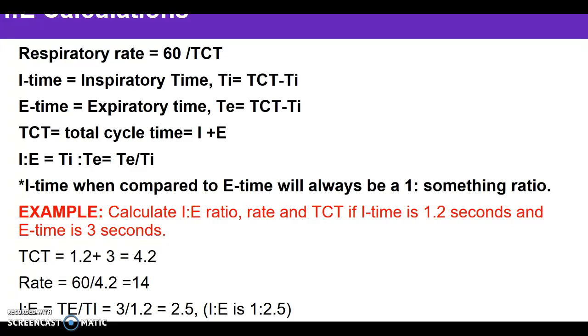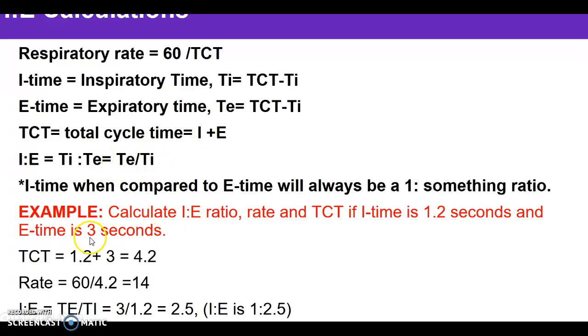So let's get started. We're going to calculate IE ratio, rate, and total cycle time if we know that the I time is 1.2 seconds and the E time is 3 seconds. And so when we look at our formulas above, we have enough information to solve for several different variables. So with I time and E time, we can solve for total cycle time. We can solve for IE ratio.